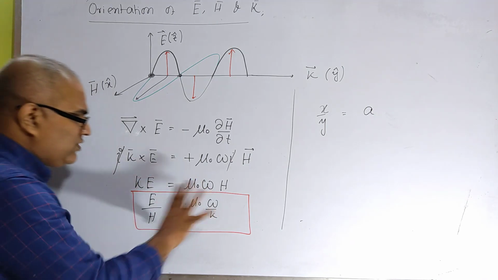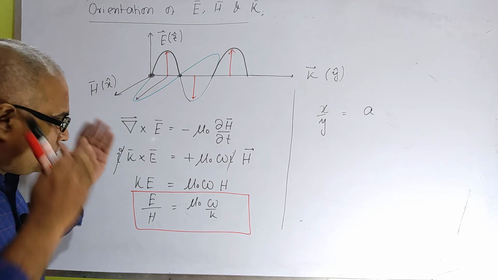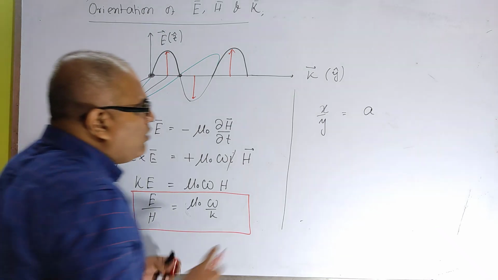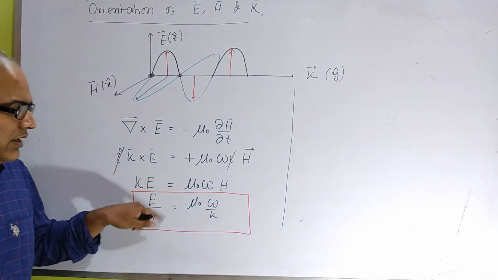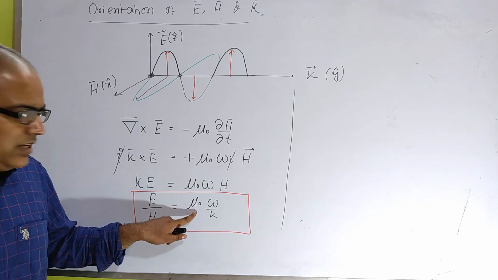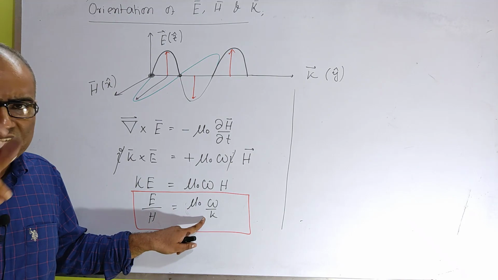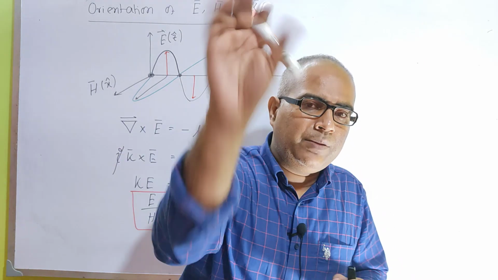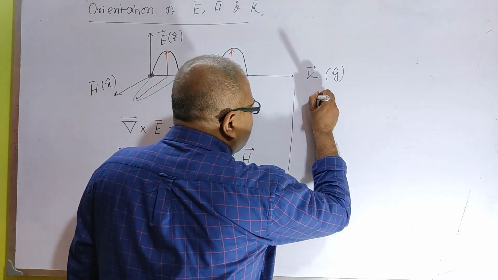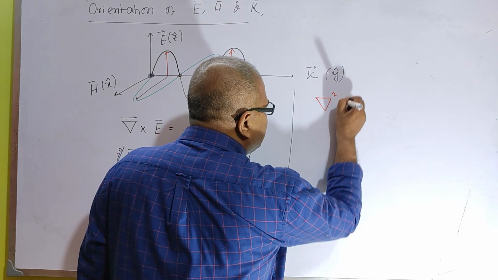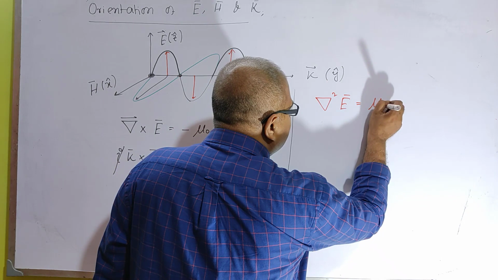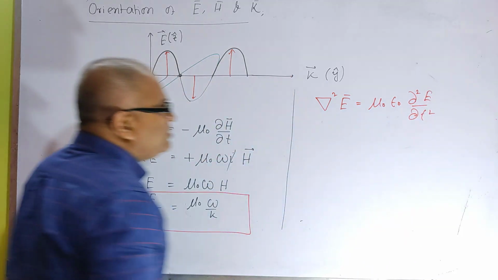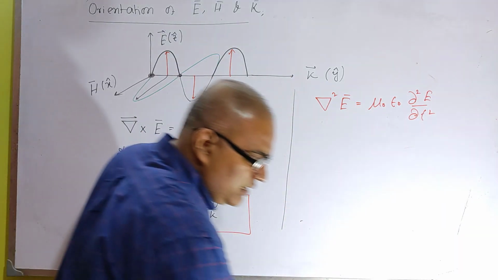Now if this ratio is real, there will be no doubt that there is no phase difference between E and H. Now explain whether this is real. Mu naught is a real quantity, frequency is a real quantity, and we have to show that K is also a real quantity. So where do you get this conclusion? Let us use our fifth Maxwell equation, the wave equation itself.